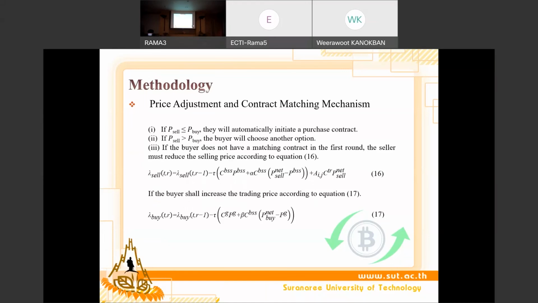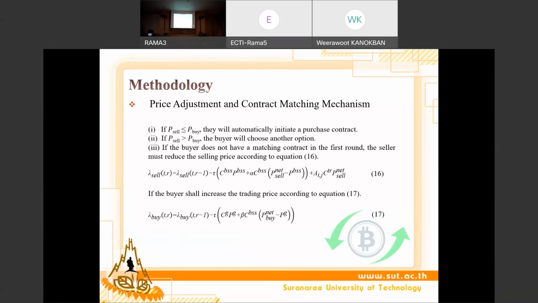Price adjustment and contract mechanisms. The trading market will be considered in each match during the period as follows. In the first, if the seller price is less than the buyer price, they will automatically indicate a purchase contract. Second, if the seller price is more than the buyer price, the buyer will choose another option.